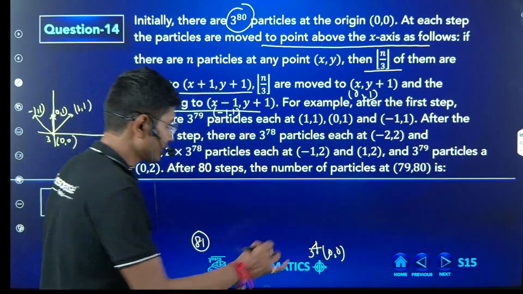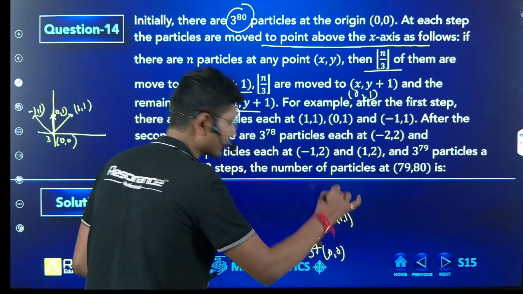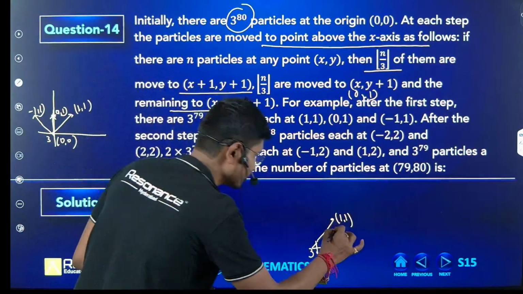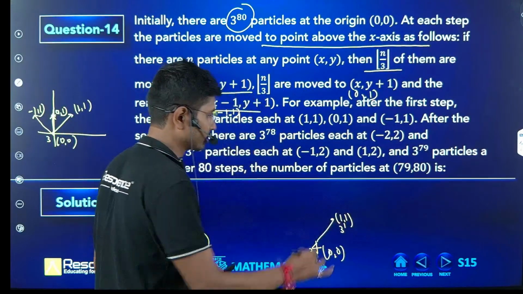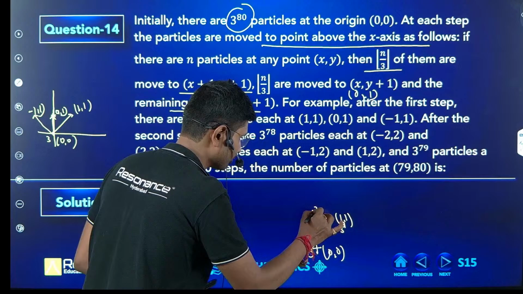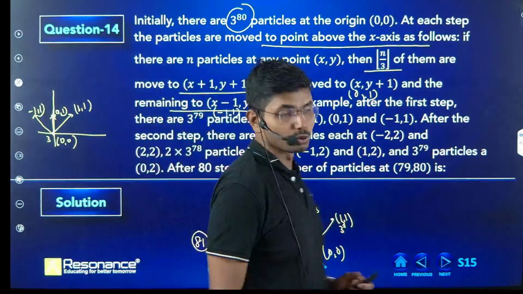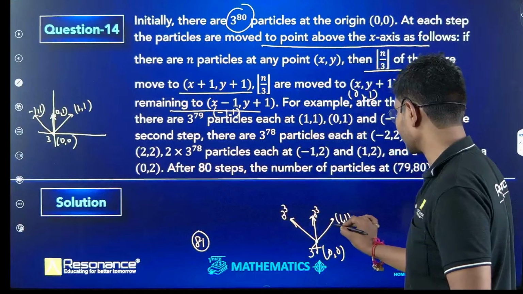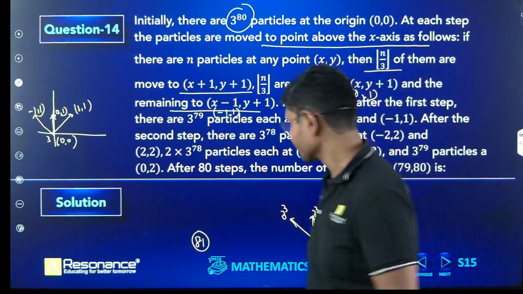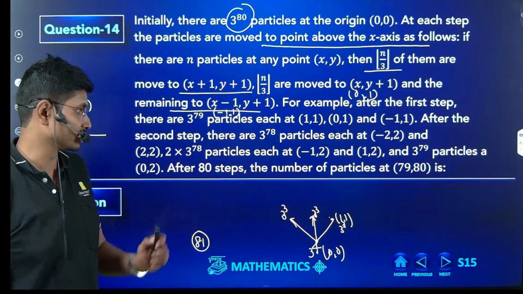Next, after the first iteration, in this quadrant at 1, 1, how many particles will come? 3 to the power 3, dividing by 3. And here also 3 power 3. So what we learn from here is that this will become 3 power 3, this will become 3 power 3, and this will become 3 power 3 in the first iteration.